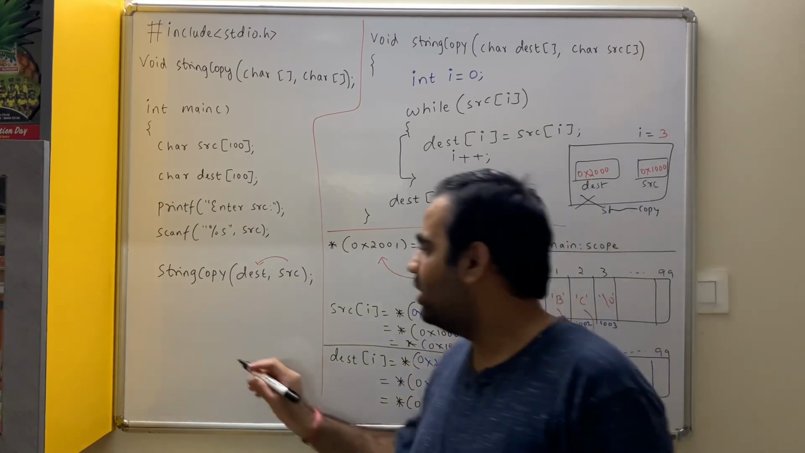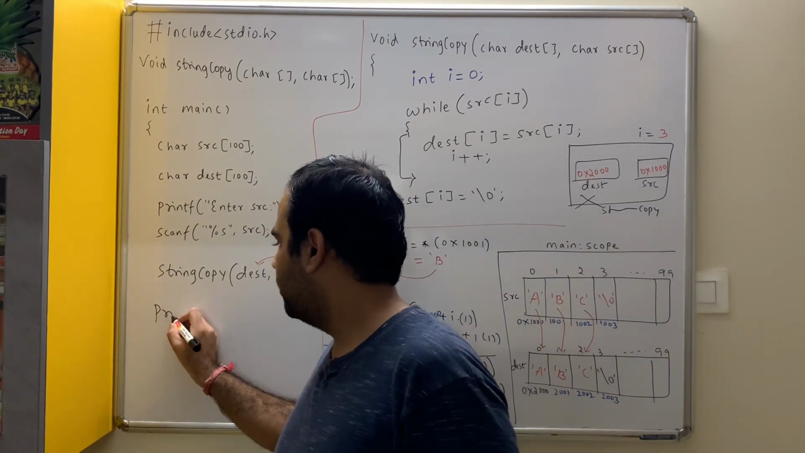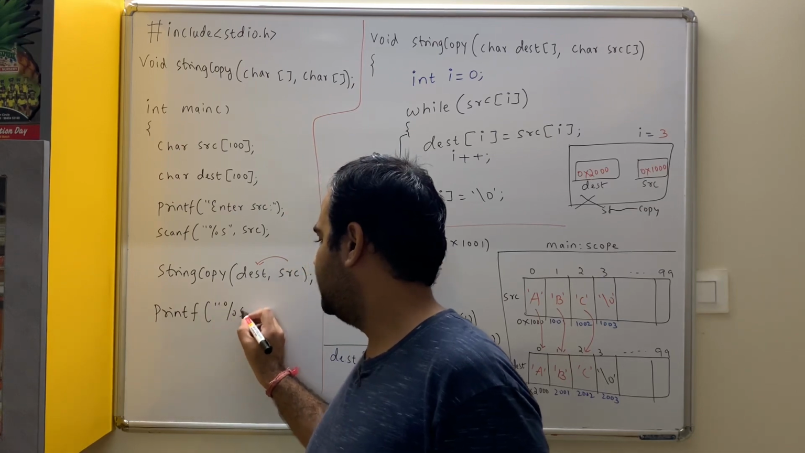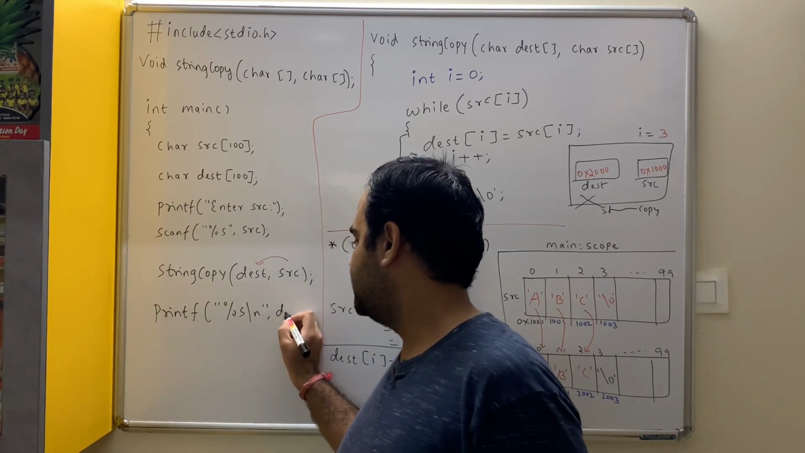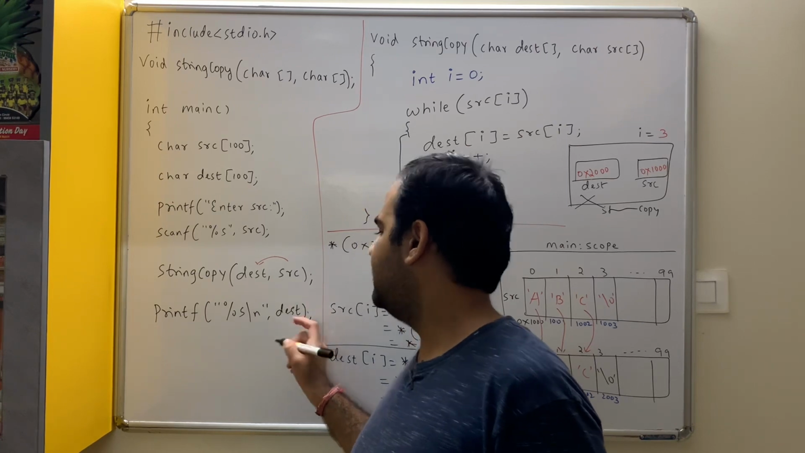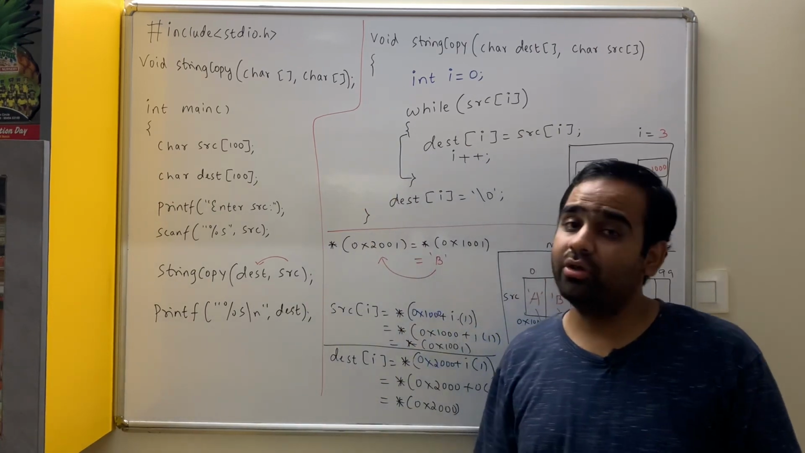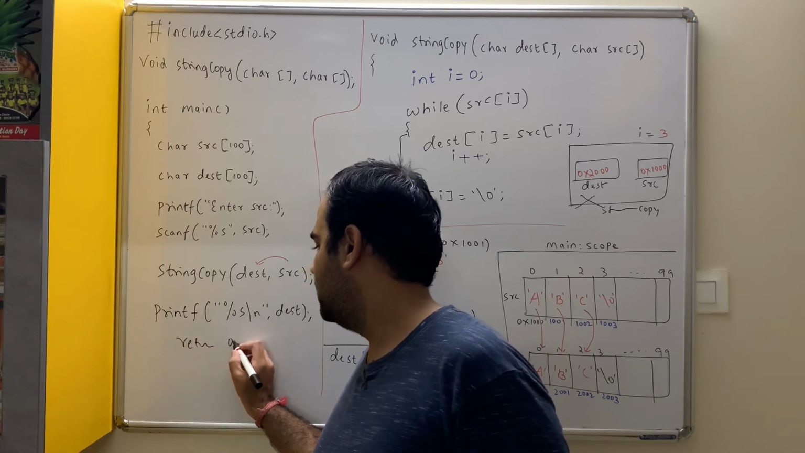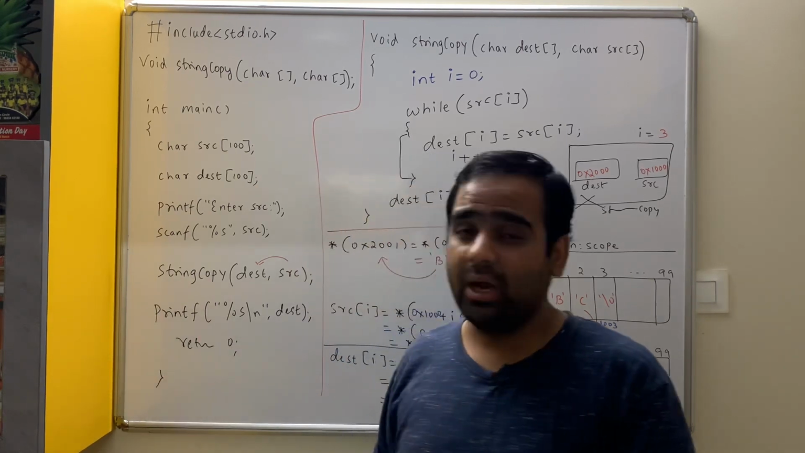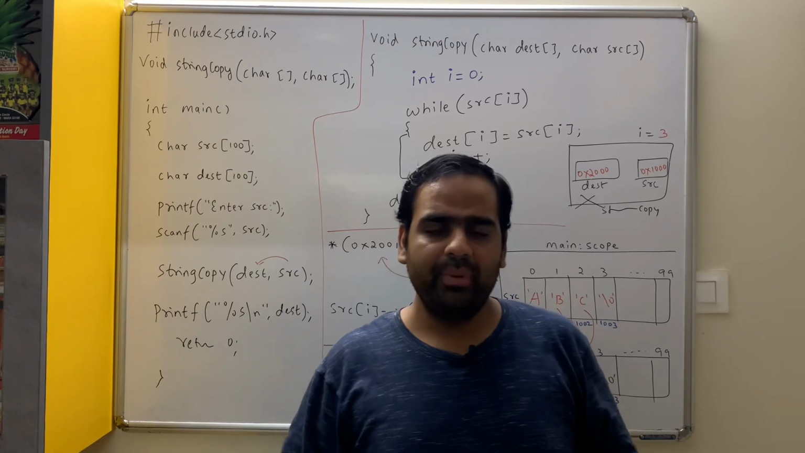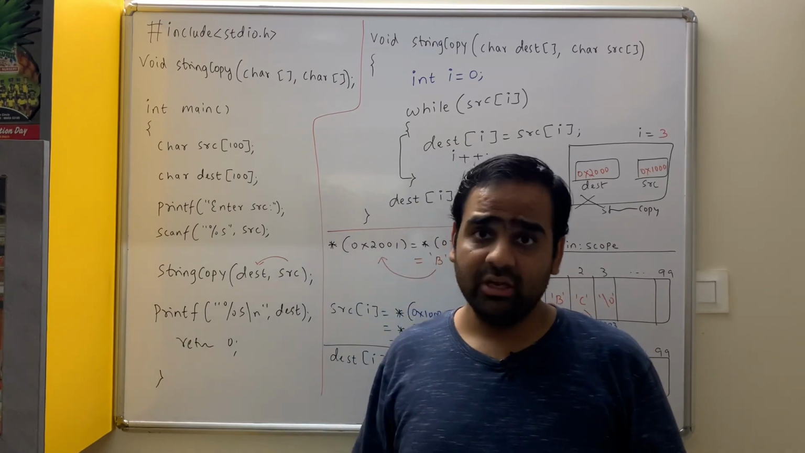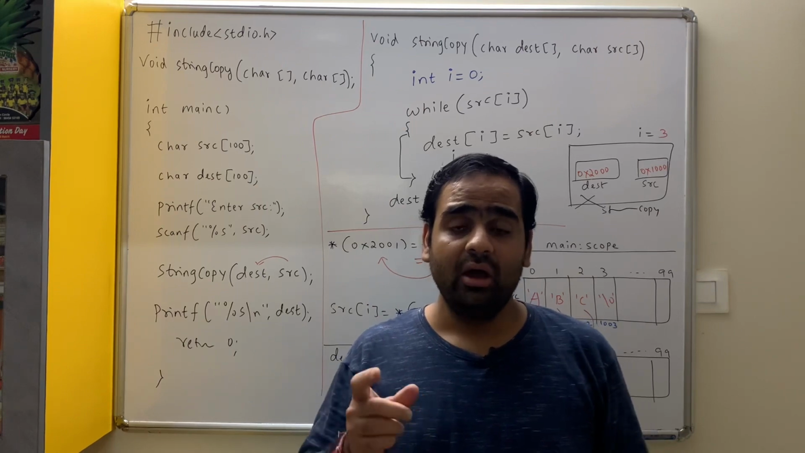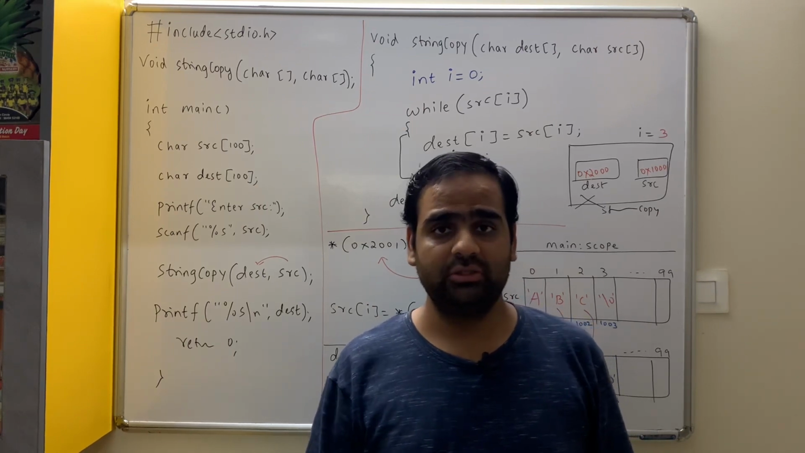populated. Therefore, what do I need to do? I need to print the destination. We say printf %s, comma, the destination. Now what will destination be? It will be the same as source because you have copied it, and we say return 0 and stop the program. This is the way we copy one string to another without using the built-in function. Now we will see how to do it with built-in functions.